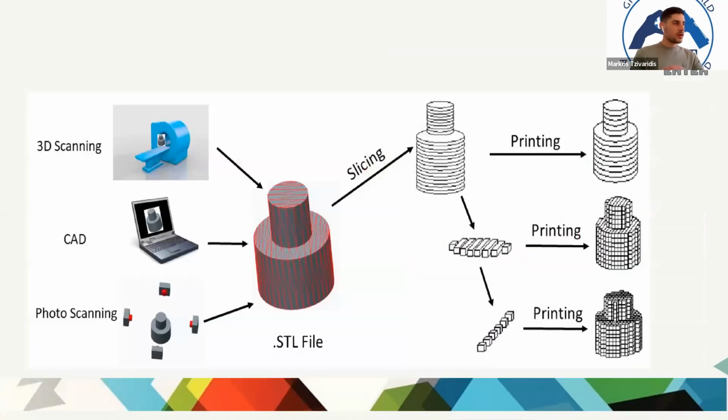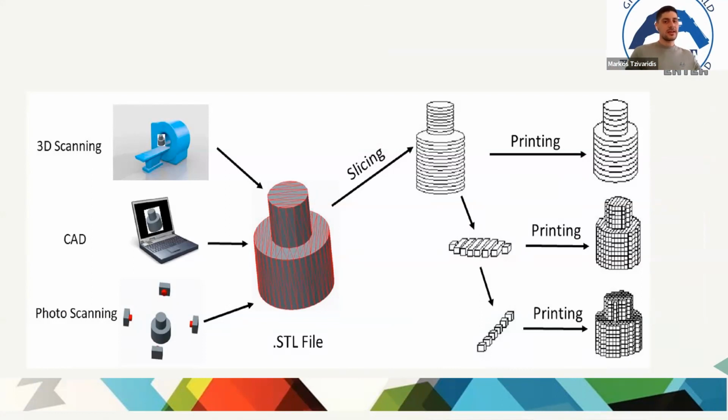So, let's talk about the 3D printing process here. Before the use of additive manufacturing, there is a specific path that we should follow in order to 3D print an object. First, the object should be created in a digital form. It could be an object we design in our computer, a 3D scanned object, or a photo scanned object.